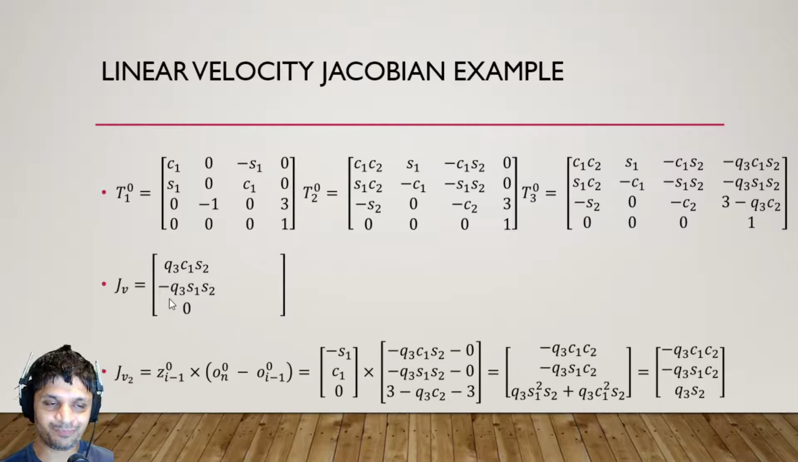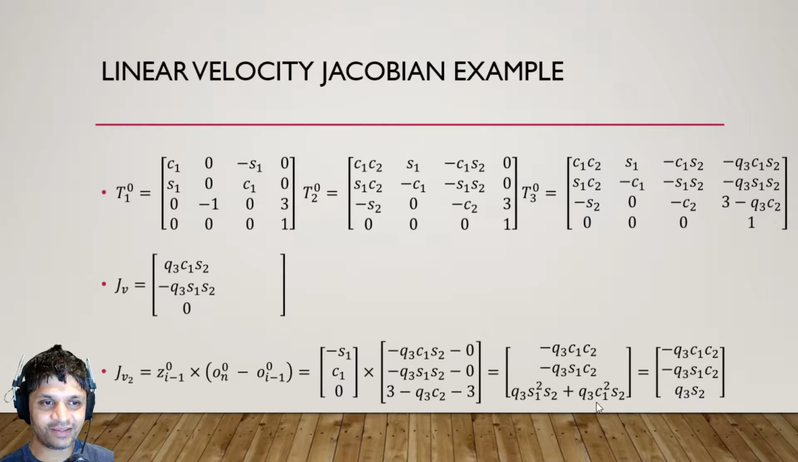So the contribution of the first joint is going to become Q3 C1 S2, minus Q3 S1 S2, 0. Okay, now for joint 2, it's also revolute, so I have to take Z1 naught and cross product it with the difference between those two origins, right? So Z1 naught is this thing here, minus S1, C1, naught, and I take the cross product with this minus this. Now the only thing here is this minus 3. Other than that, this is minus 0 and this is minus 0. So we end up with this expression: minus Q3 C1 S2 minus 0, minus Q3 S1 S2 minus 0, and 3 minus Q3 C2 minus 3. So you just get this thing, okay?